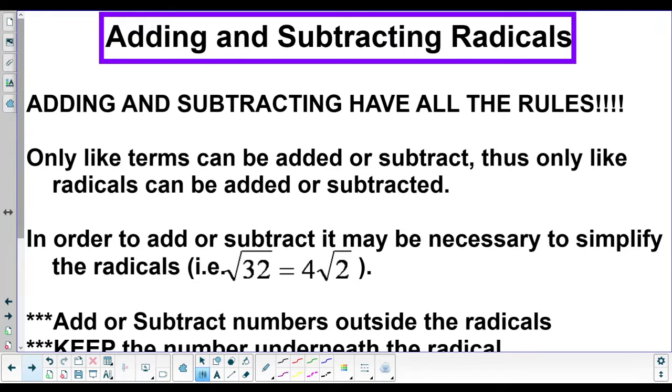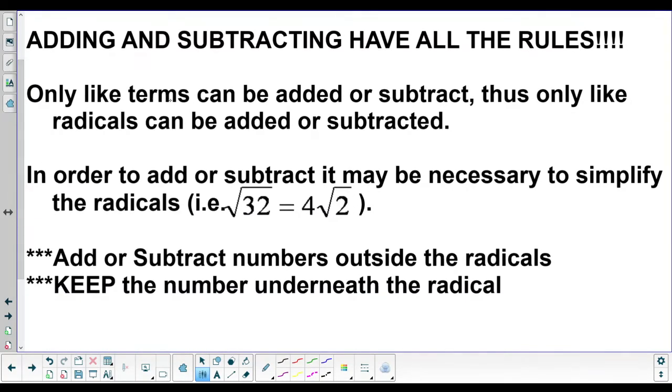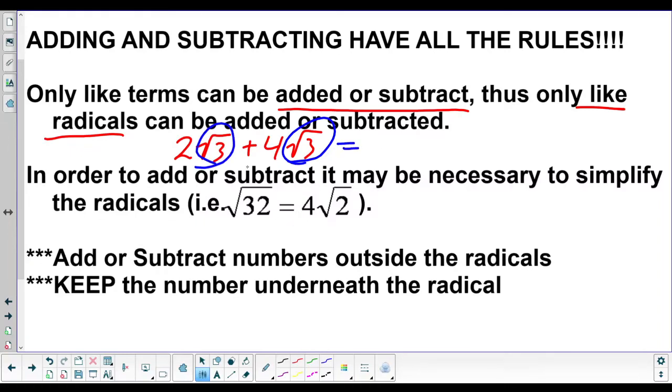All right. Let's talk about how we do operations with radicals if we're adding and subtracting. Adding and subtracting have the same rules. They're basically the same operation. So only like terms can be added or subtracted. What we mean by like terms for radicals is they have to have like radicals. So if you have 2 radical 3 plus 4 radical 3, these are like terms because their radicals match. So this would be 2 plus 4 is 6 radical 3's.